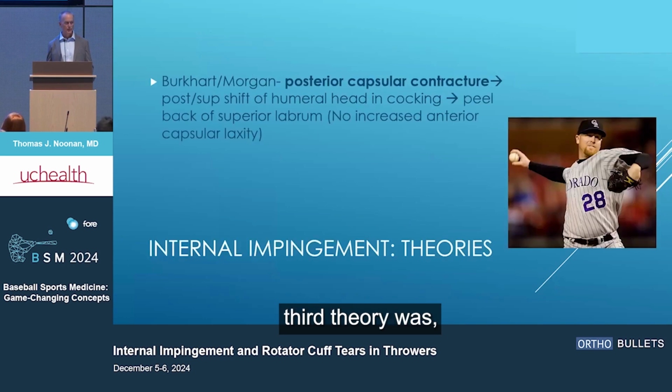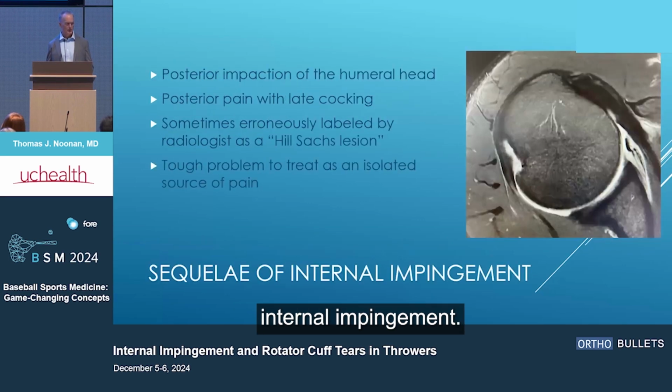And then the third theory was from Burkhardt and Morgan, and what they said is that the real problem here is a posterior capsular contracture that alters glenohumeral mechanics. You get a posterior superior shift of the humeral head, and that worsens internal impingement.